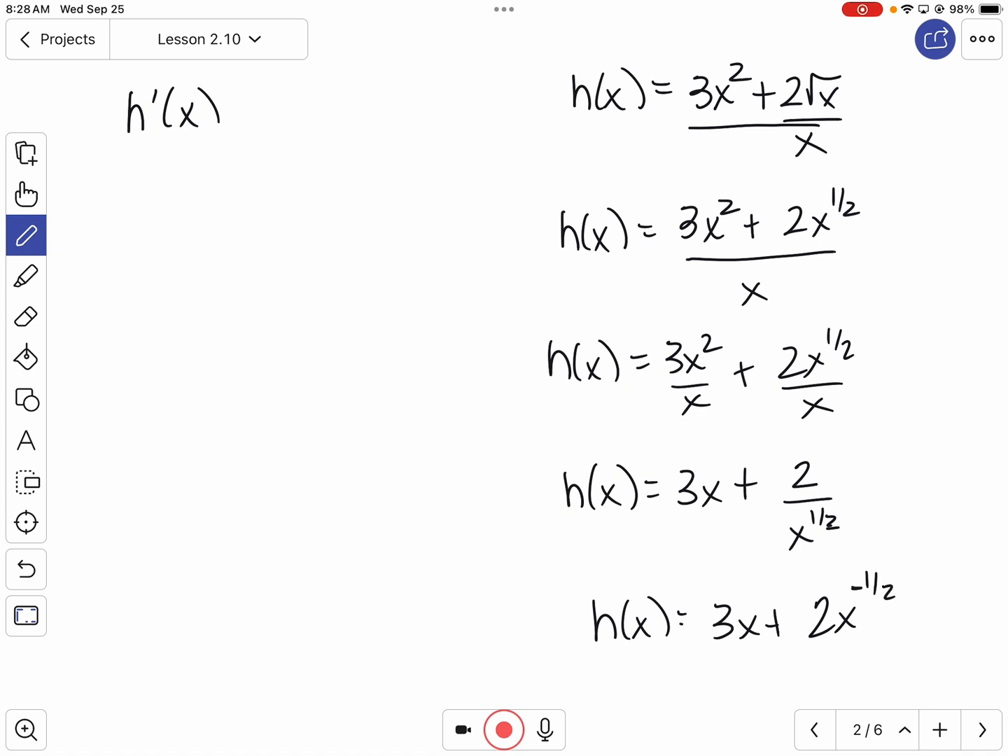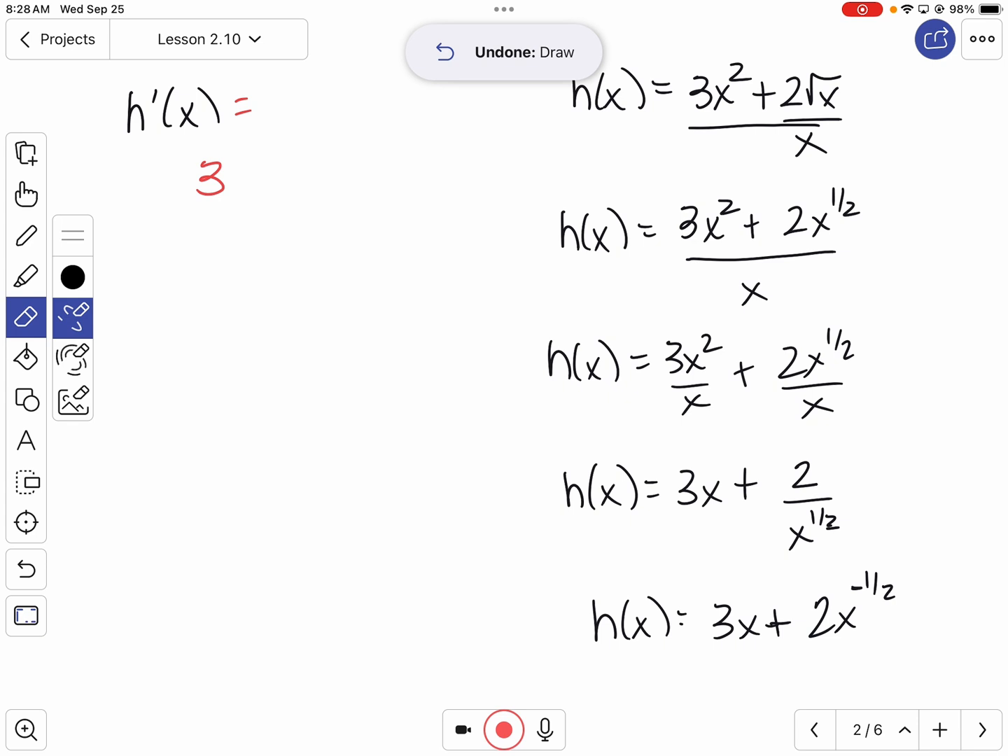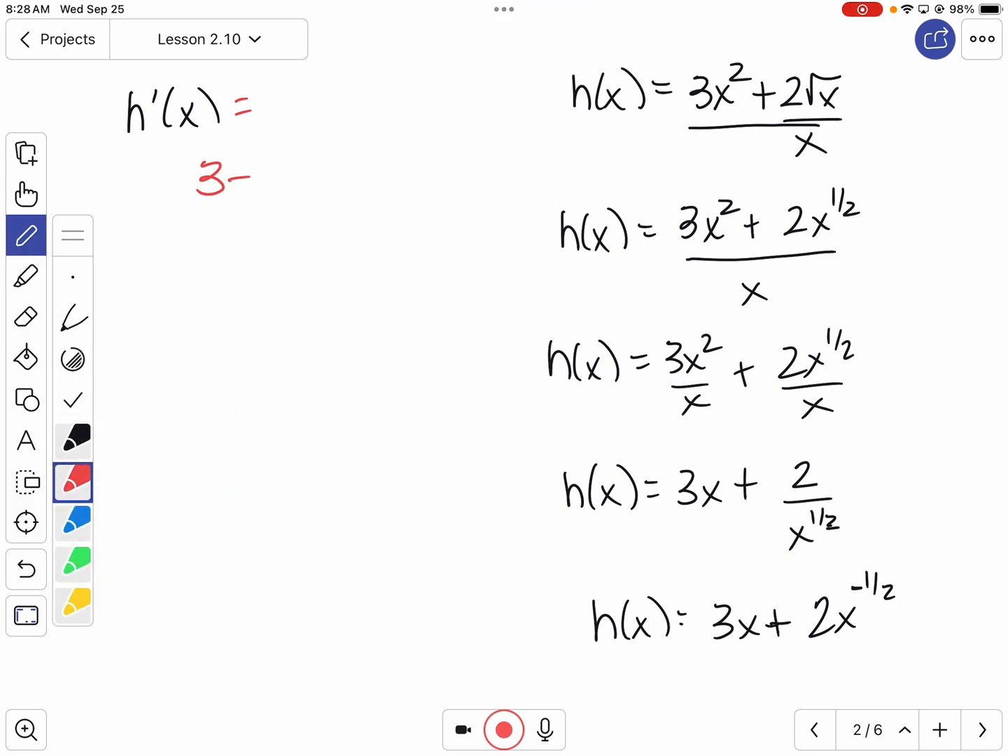So now I can use the power rule, instead of having to use the quotient rule on that one. If we do that, the derivative of 3x would just be 3. Then 2x to the negative 1/2: if I take negative 1/2 times 2, that's going to give me a negative 1. So I'm going to change that plus to a minus. So minus 2 times the negative 1/2 is negative 1. For the x, I'm going to subtract 1, so negative 1/2 minus 1 would be negative 3/2.